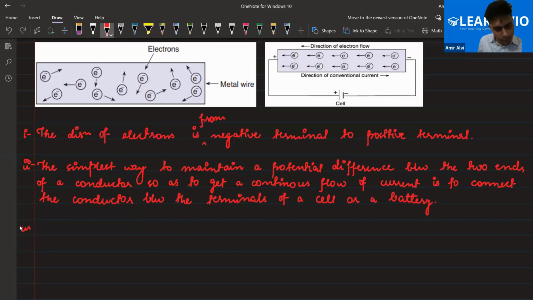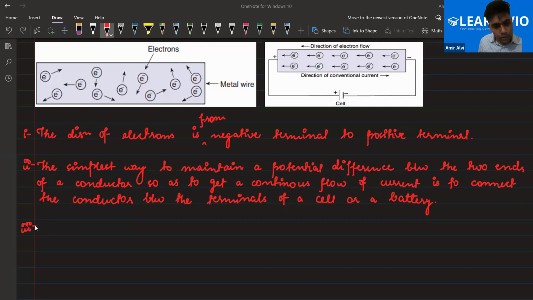Next is the third point. I don't think there will be an assessment because we have not done the numericals yet. So in the next class, we'll be having an assessment of the electric current. I will give you homework, but in the next class there will be an assessment as well.